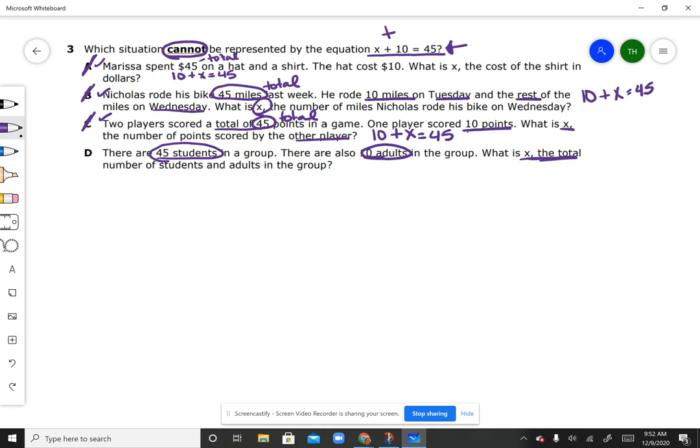Okay, so if X was the total number, and I know that 45 of the total are students, I could subtract 45 from my total to get my 10 adults. Okay, so students is 45, adults is 10. Does this look like the same equation? It does not. Okay, so I know that D is my answer.